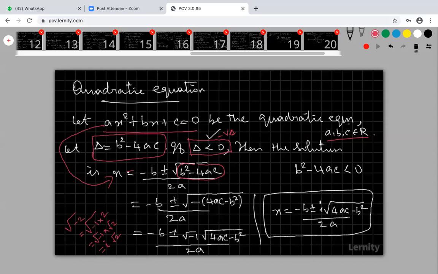Okay, so since this b square minus 4ac is a negative number, Priya, I will explain. Real numbers, what is the difference between real numbers and natural numbers?